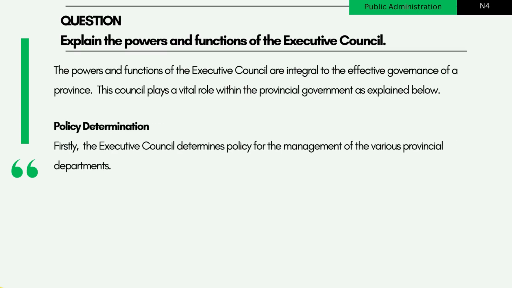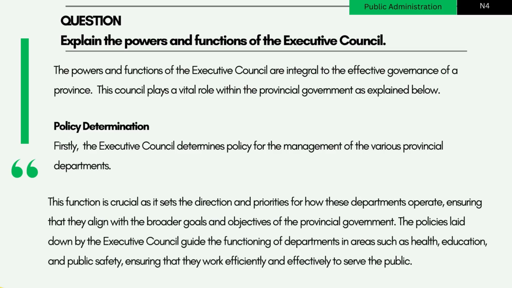1. Policy determination. Firstly, the Executive Council determines policy for the management of the various provincial departments. This function is crucial as it sets the direction and priorities for how these departments operate, ensuring that they align with the broader goals and objectives of the provincial government. The policies laid down by the Executive Council guide the functioning of departments in areas such as health, education, and public safety, ensuring that they work efficiently and effectively to serve the public.